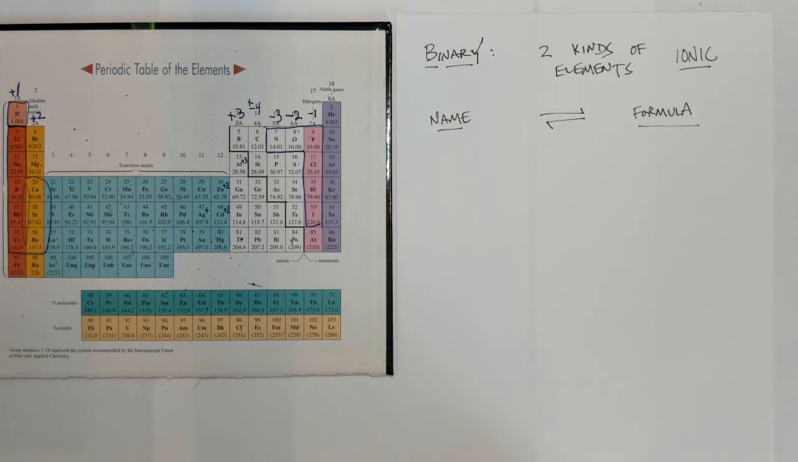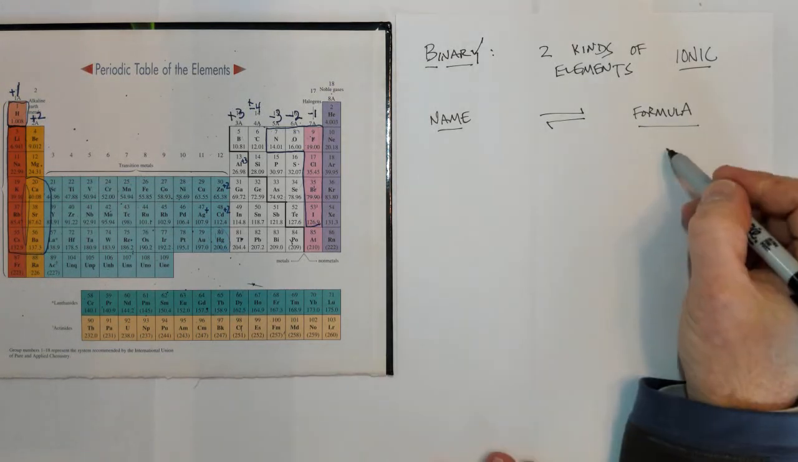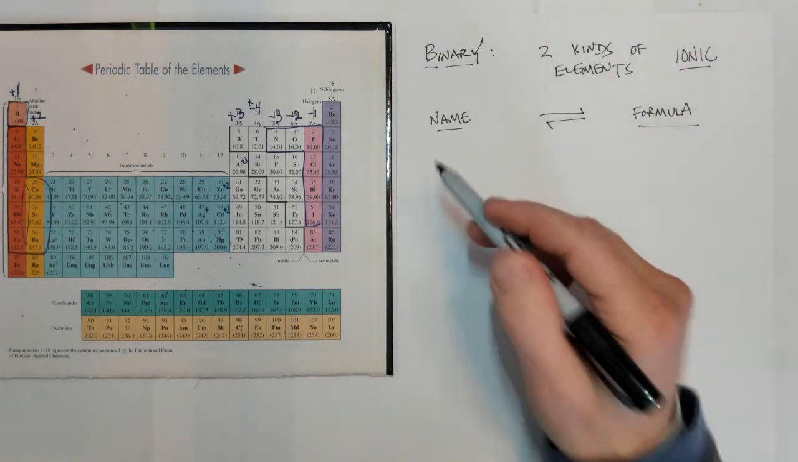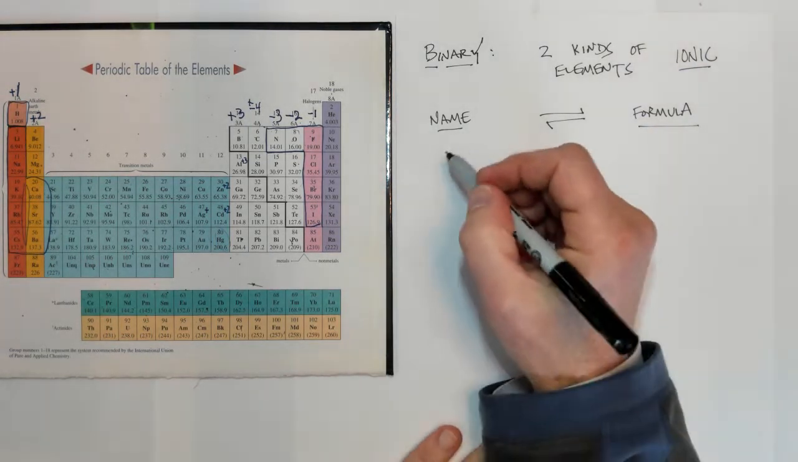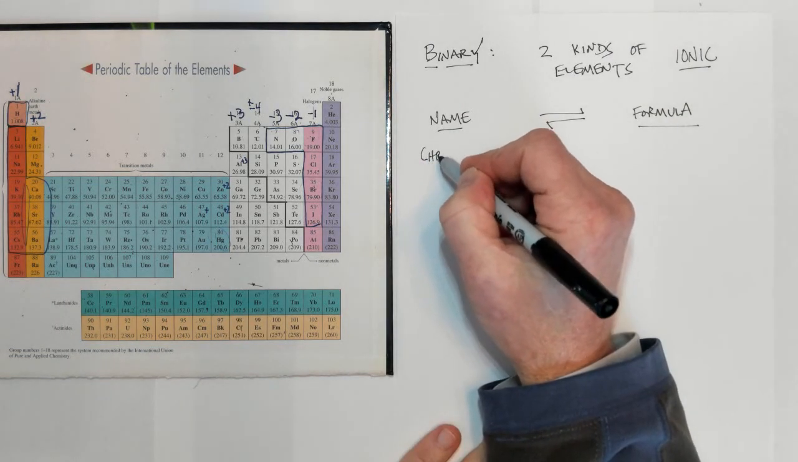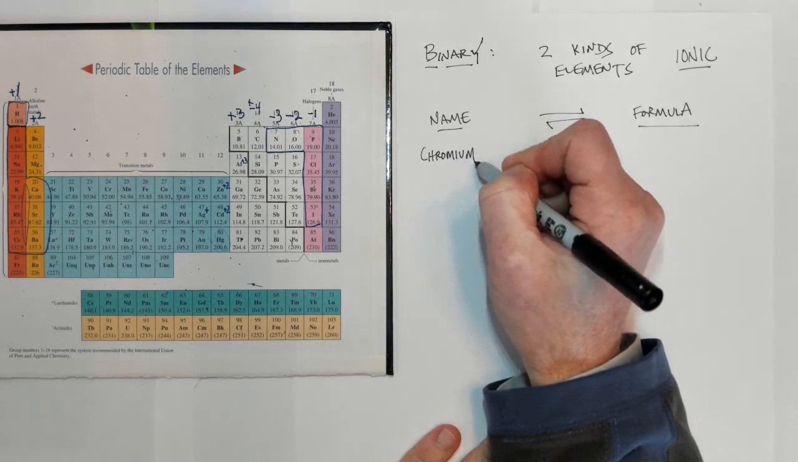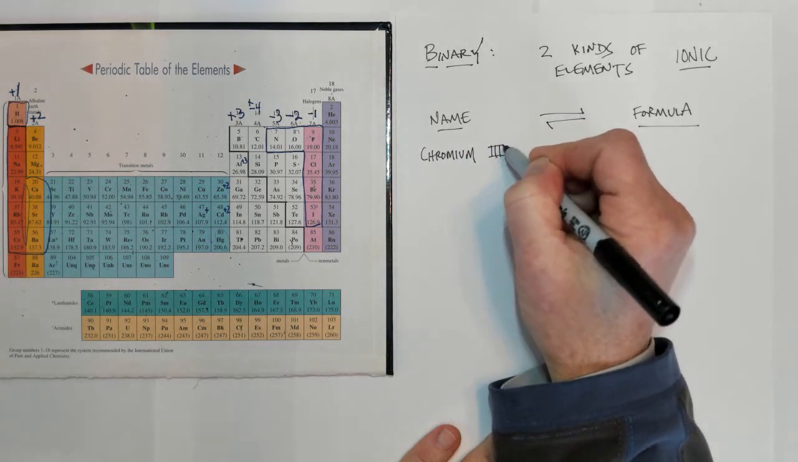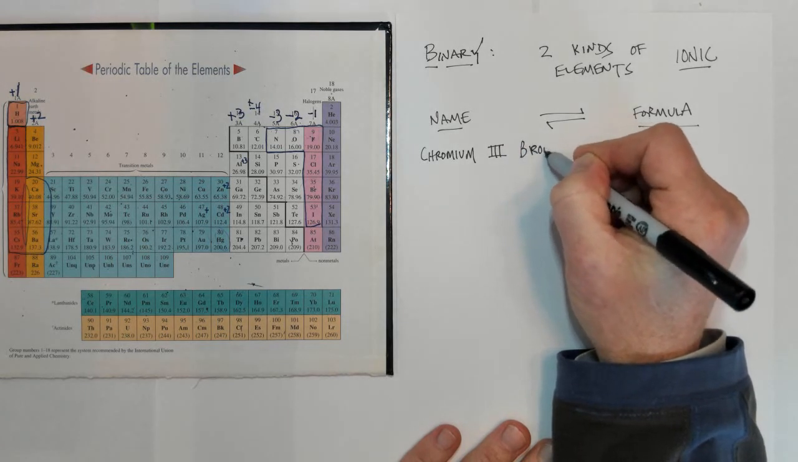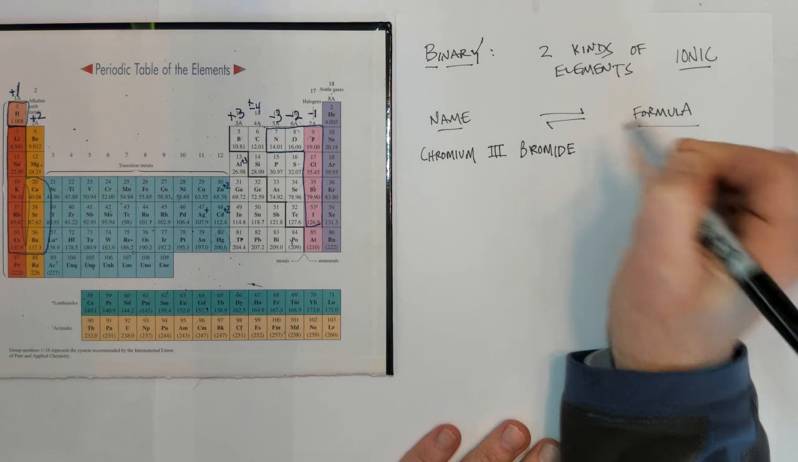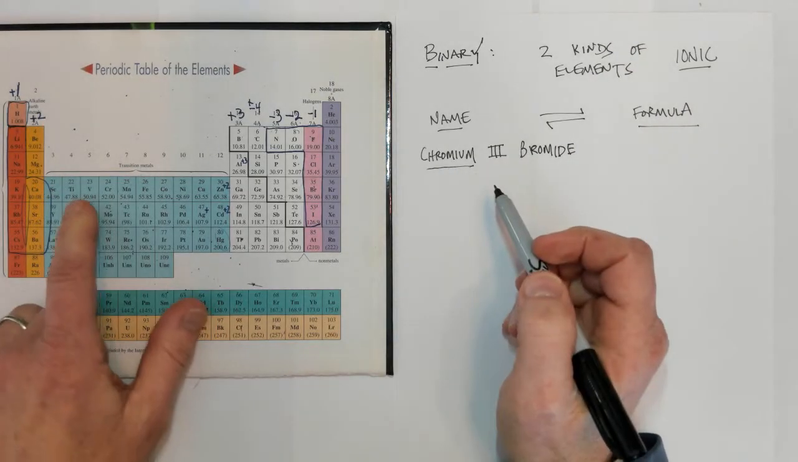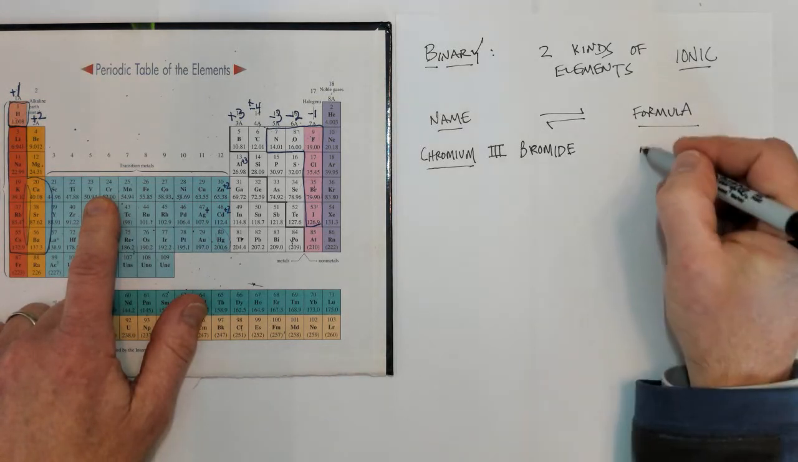So first, let's look at some formulas and some names and look at how you would write the formula. So for example, let's take chromium(III) bromide. Now to write the formula, we would write the symbol for chromium, look it up on the periodic table, and it's Cr.